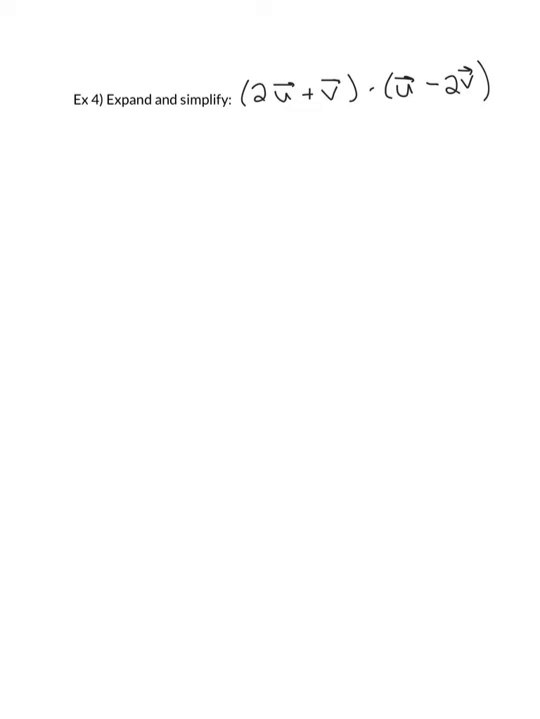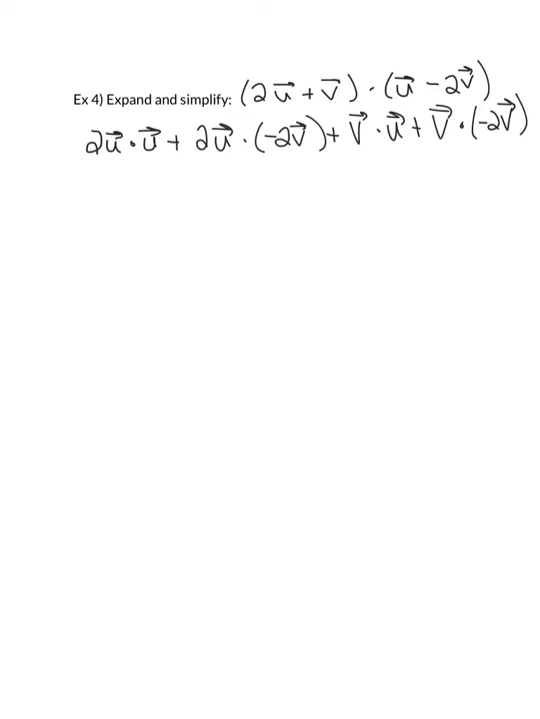So here I have (2u + v) dot (u - 2v). When you're doing a question like this, you do need to think basically about FOIL. So I'm going to dot each of these terms with the other terms. I'll do my first terms first. So I have 2u dot u, plus my outside, so 2u dot -2v, plus my inside, v dot u, plus my last, v dot -2v.